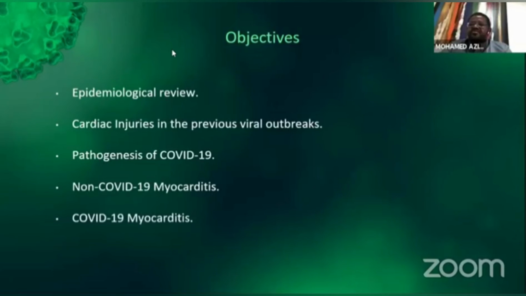In my talk, I will go through the epidemiological review of the previous coronaviruses and the current coronavirus, COVID-19, and I will mention the cardiac injuries in the previous viral outbreaks as well as during COVID-19, the pathogenesis of COVID-19, and the mechanism of cardiac injuries and myocarditis. And I will mention the non-COVID-19, so the usual myocarditis. And I will go also through COVID-19 myocarditis, although there are not many changes between non-COVID-19 myocarditis and COVID-19 myocarditis, except that COVID-19 is a very contagious disease and easy to be transmitted. Next slide, please.